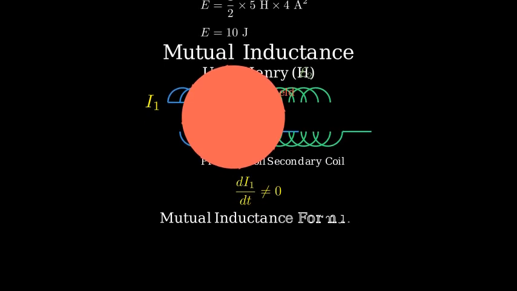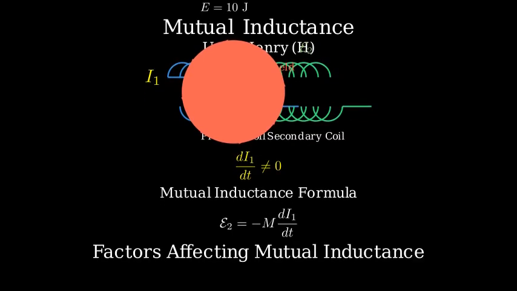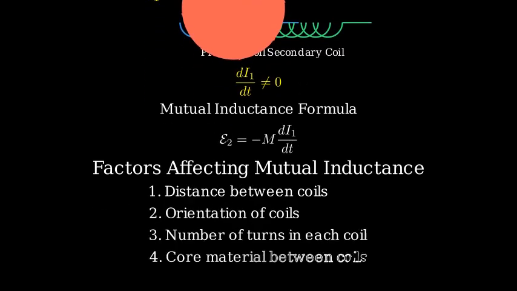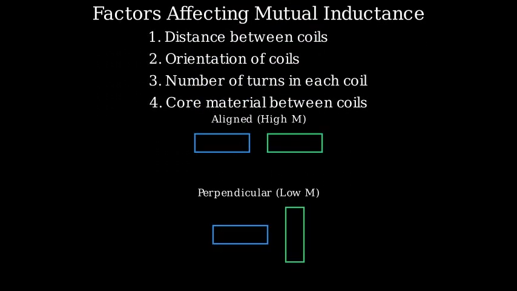The mutual inductance M quantifies this relationship. The induced EMF in the secondary coil equals negative M times the rate of change of current in the primary coil. Several factors affect mutual inductance. The geometry and relative position of the coils are important. The closer the coils, the higher the mutual inductance. The orientation of the coils also matters. When the coils are aligned, more magnetic field lines pass through the secondary, increasing the mutual inductance.